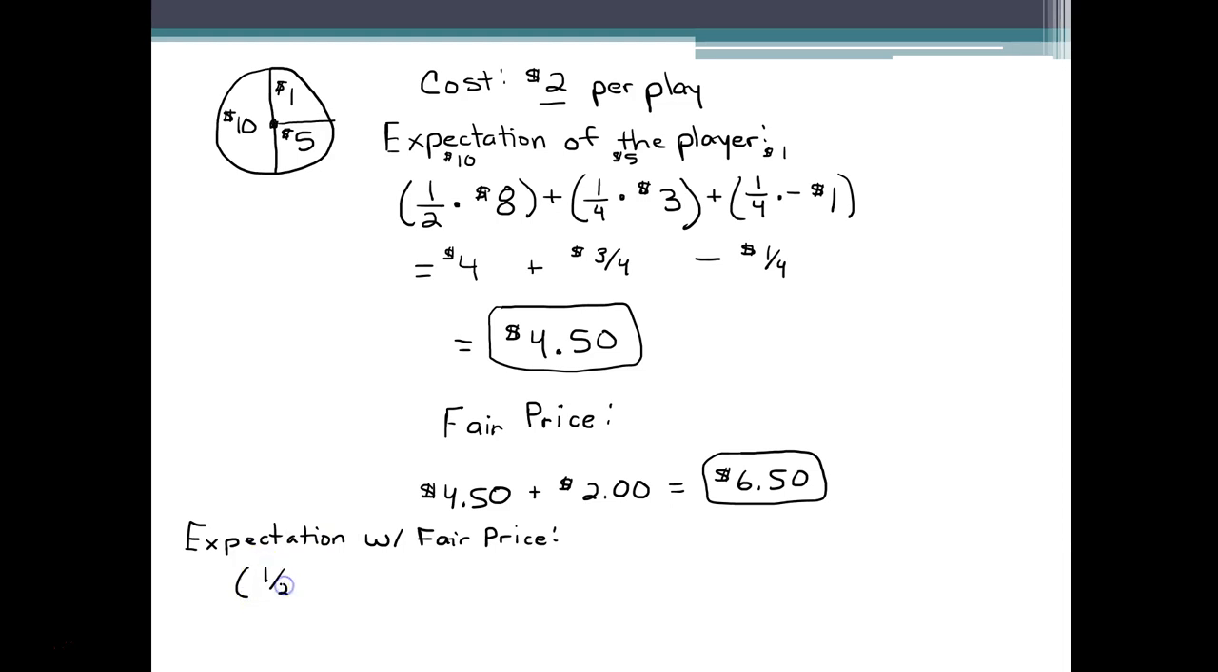A half times, well, if you charge $650 to play, and the person lands on the $10 slot, they're going to walk away with $350. If you're charging $650 to play and the person lands on the $5 slot, they're going to walk away negative $1.50. And if you're charging $650 to play and the person lands on the $1 slot, they're going to walk away with negative $5.50.